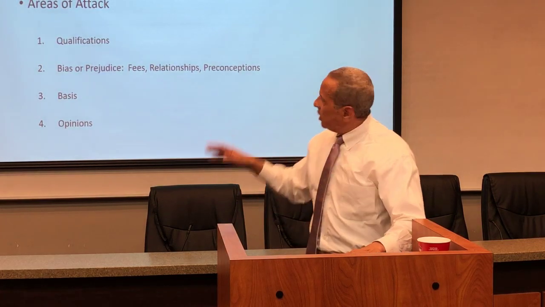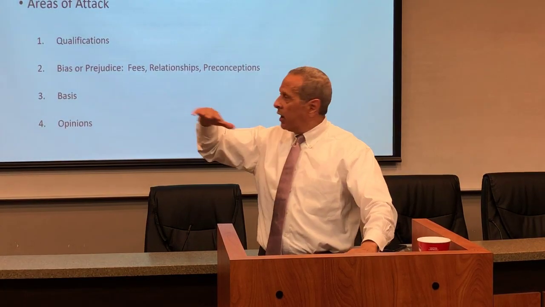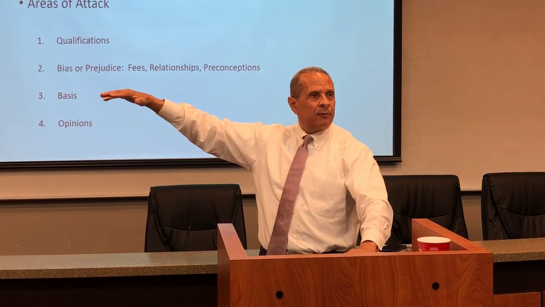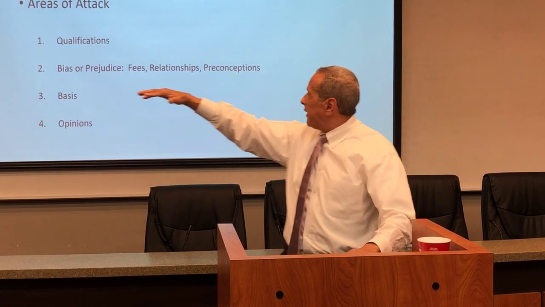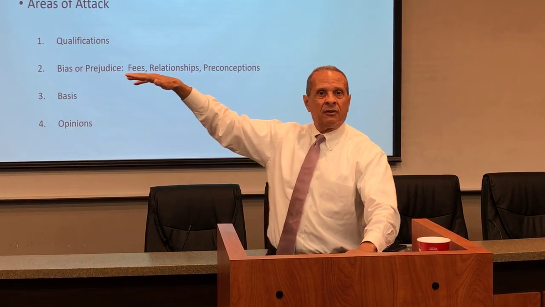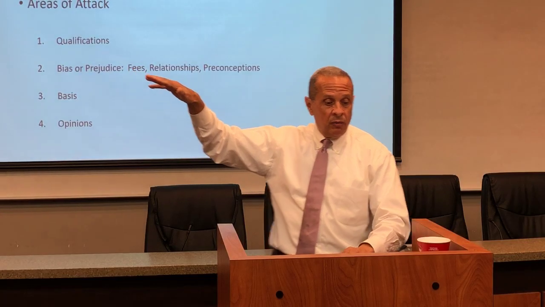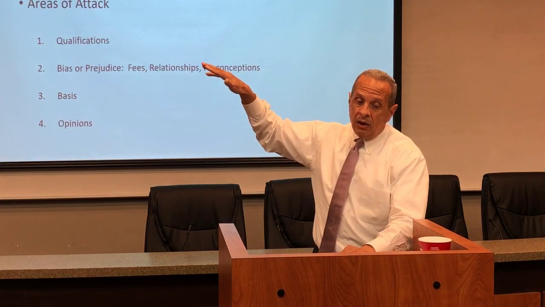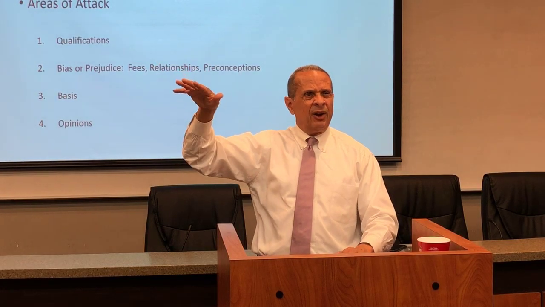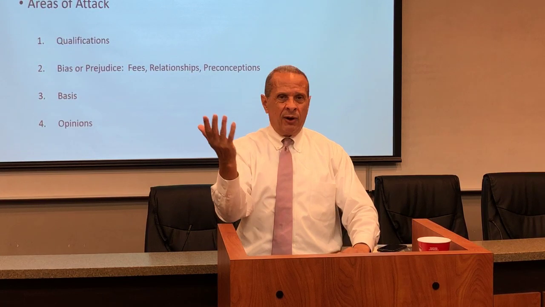Now, in terms of the first type of attack, where you're trying to undo the purported expert, the putative expert as an expert, and get the court to sustain an objection of a lack of adequate foundation under 702. More often than not, that's going to be done in a motion in limine or a Daubert motion before trial, and it's going to be settled in advance.